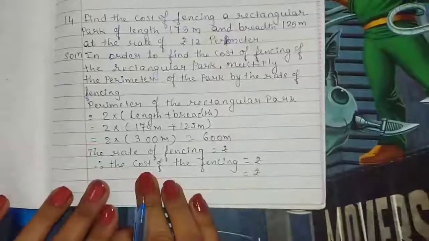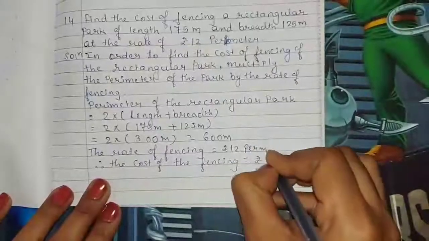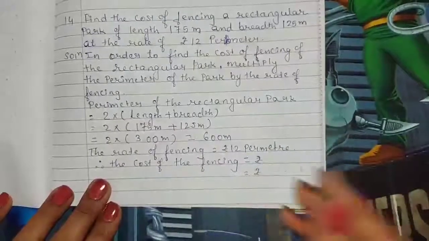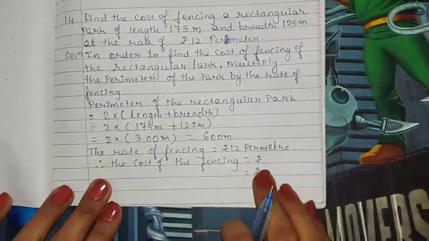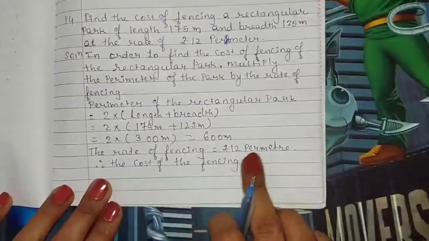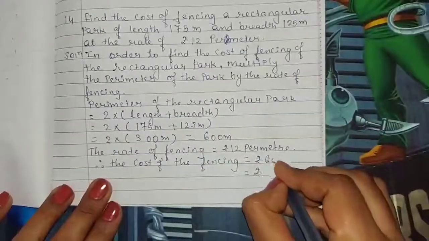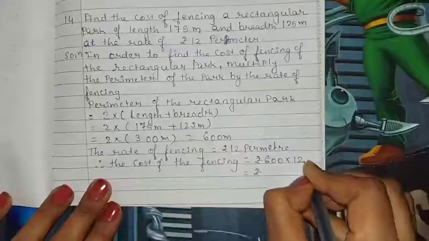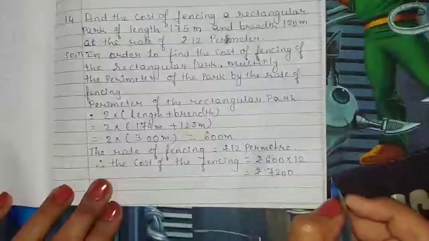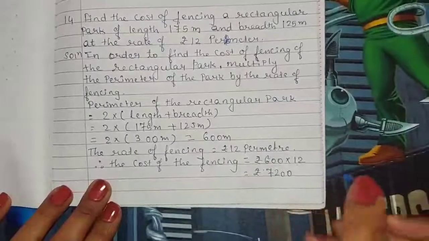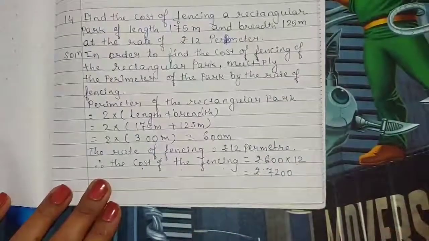Now what is the rate of fencing per meter given? Rupees 12 per meter is given for the rate of fencing. Therefore, the cost of fencing equals, as 1 meter equals rupees 12 is given, rupees 600 multiplied by 12, and that is rupees 7200. 12 6s are 72. 7200 rupees is the cost of fencing the rectangular park.